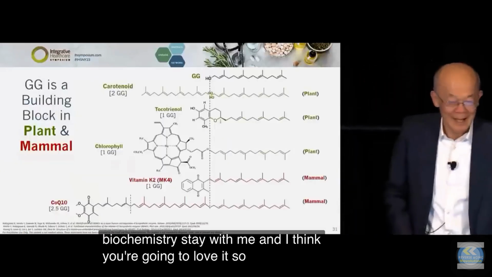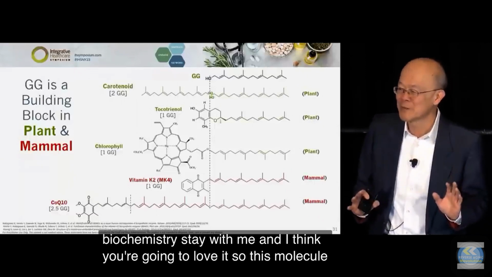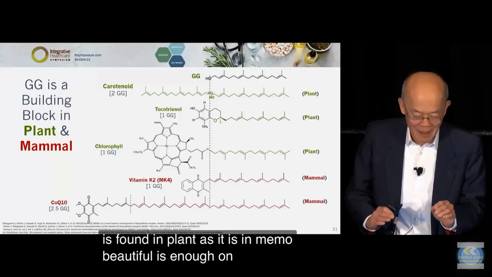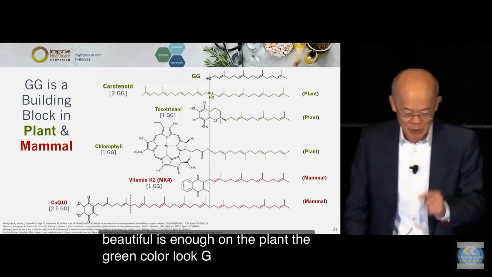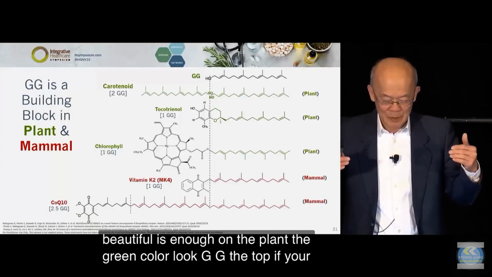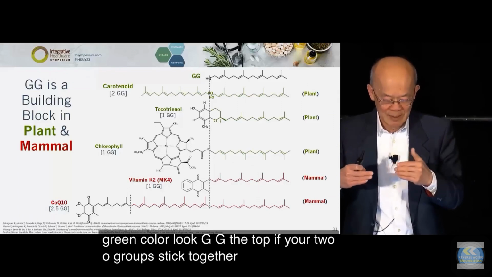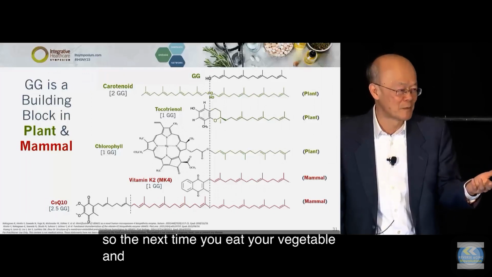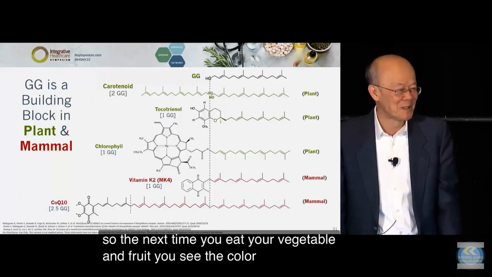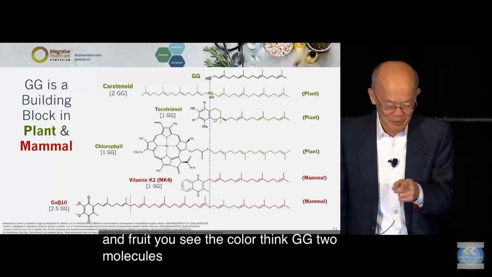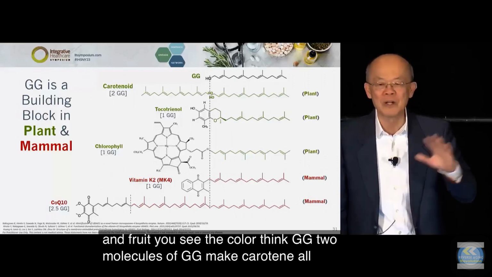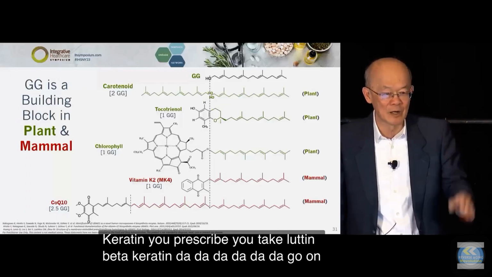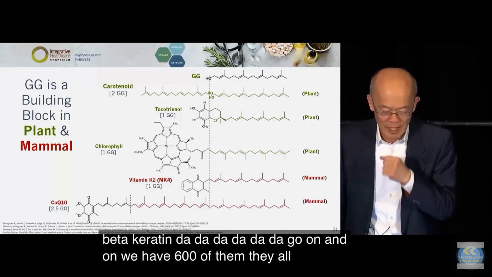So this molecule is found in plants as it is in mammals. Beautiful, is it not? On a plant, the green color, look, GG, the top, if the two OH groups stick together, that is carotenoid. So the next time you eat your vegetables and fruit, you see the color, think GG. Two molecules of GG make carotene. All the carotenes you prescribe, you take, lutein, beta-carotene, go on and on. We have 600 of them. They all came from GG.